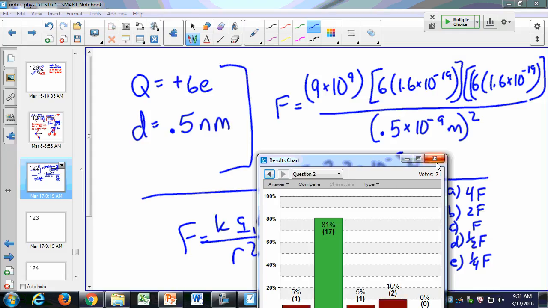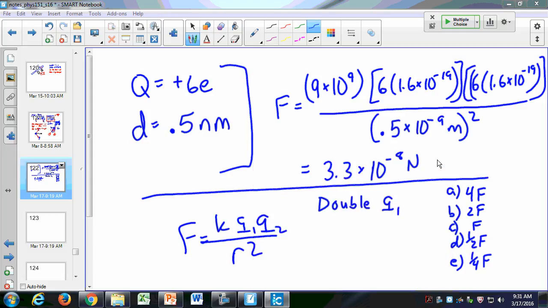Okay, good. He is right. If I double one of those charges, it's a linear relationship. So if I double Q1, I double F. Let's try a different one. Instead of doubling Q1, let's say that I double R. What happens to the force?